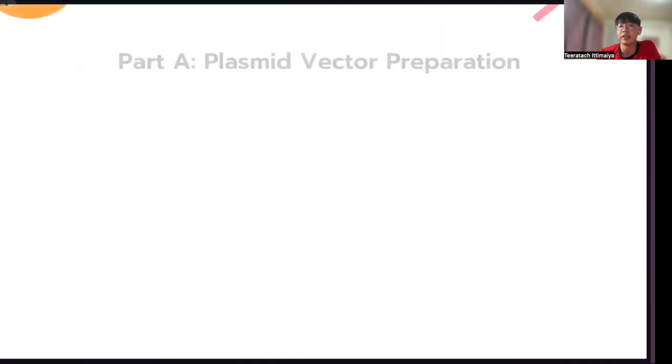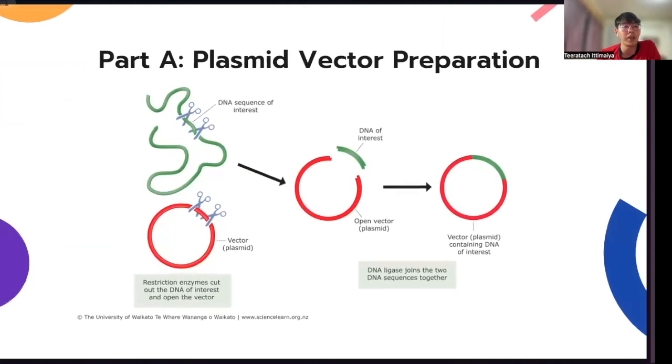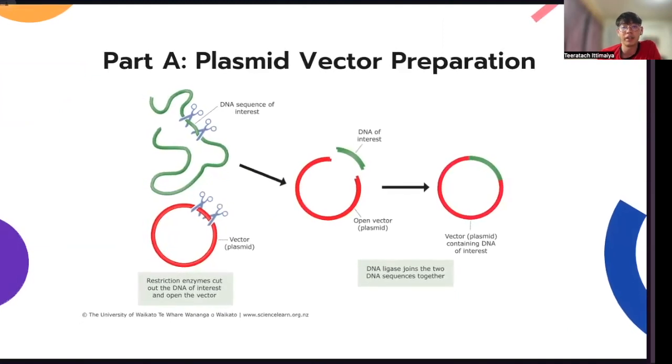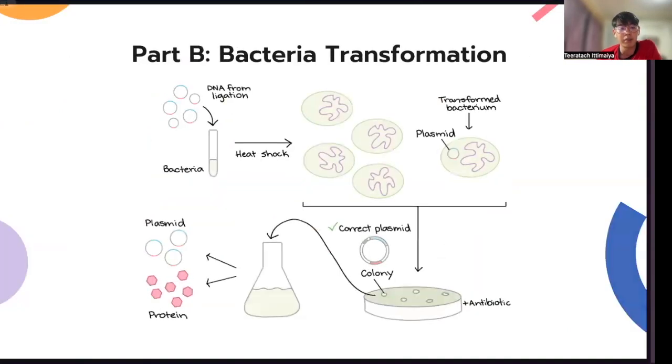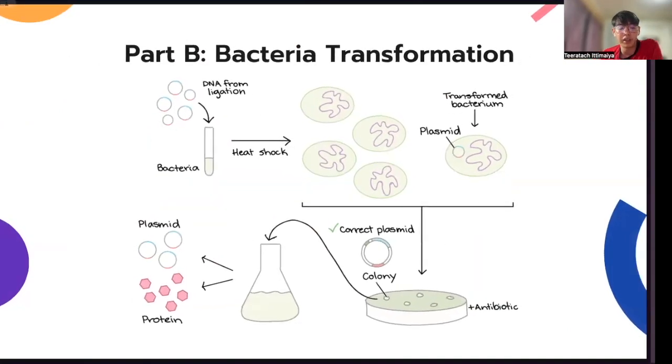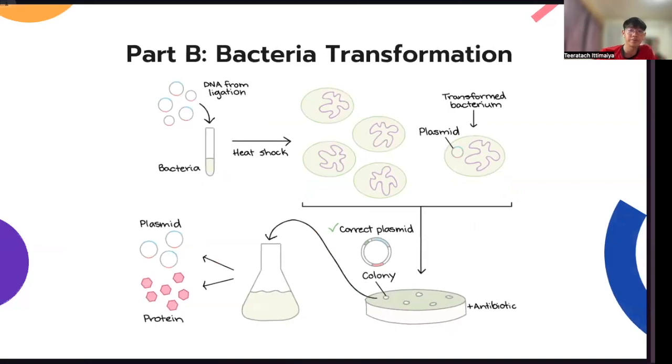To clone a gene into E. coli, it can be divided into two steps. Part A, plasmid vector preparation: copy the selected gene into a carrier. Part B, bacterial transformation: inject the plasmid vector into bacterial cells.